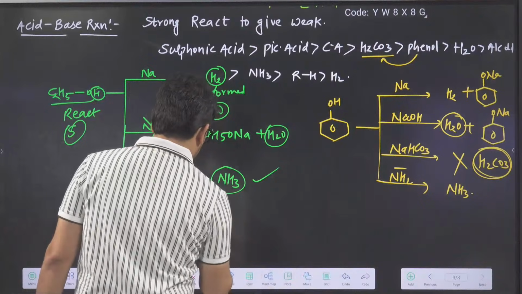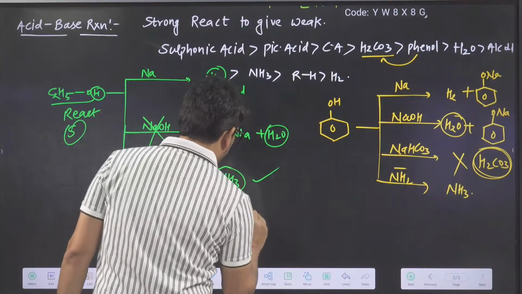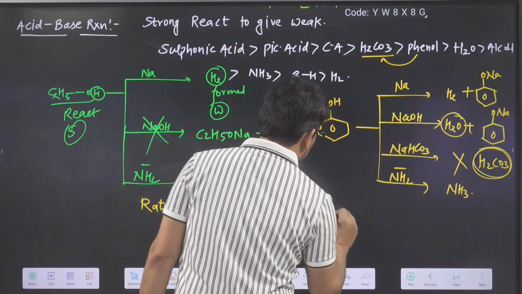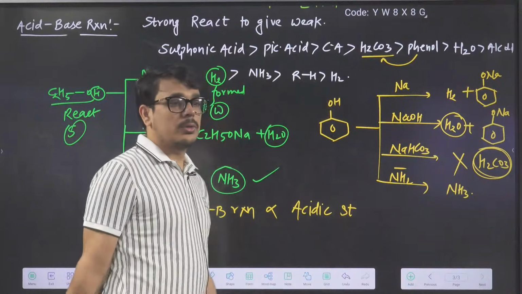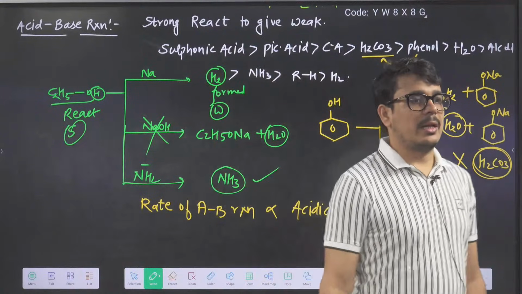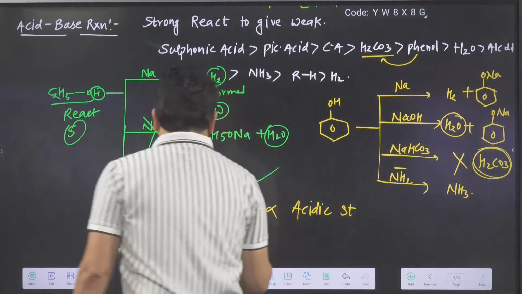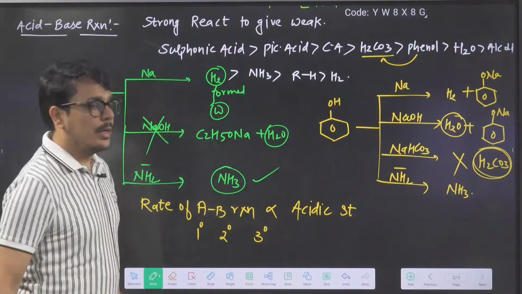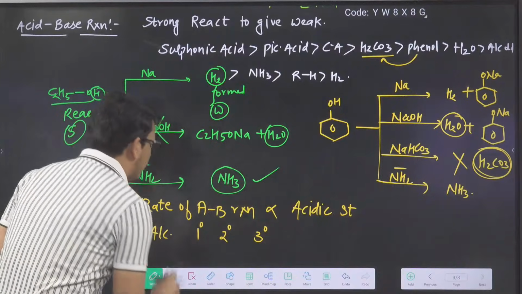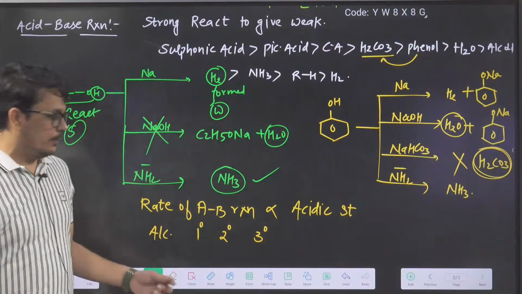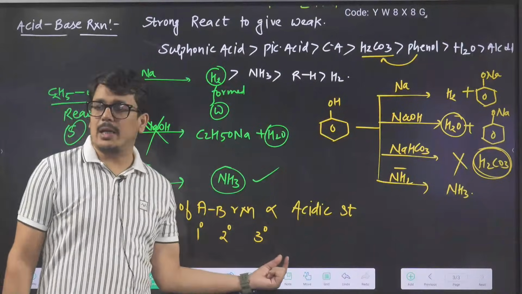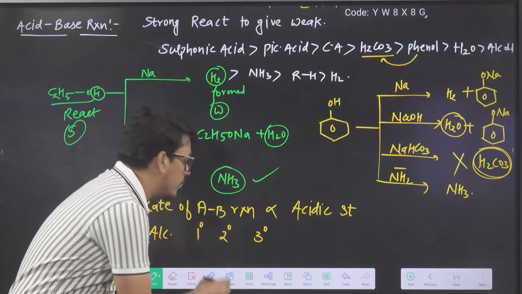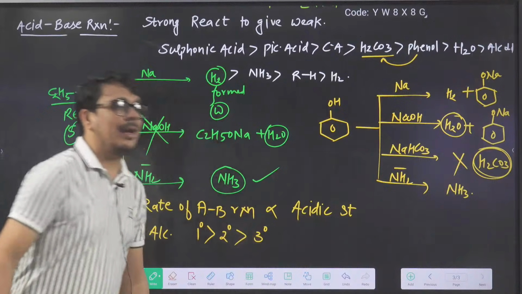And last, if they ask about the rate of these acid-base reactions, the rate is directly proportional to their acidic strength. Means if I said 1 degree, 2 degree and 3 degree alcohol, which one is most acidic among these? 1 degree. Which one is the least acidic? 3 degree. So the order of rate of reaction will be 1 degree, then 2 degree and then 3 degree.